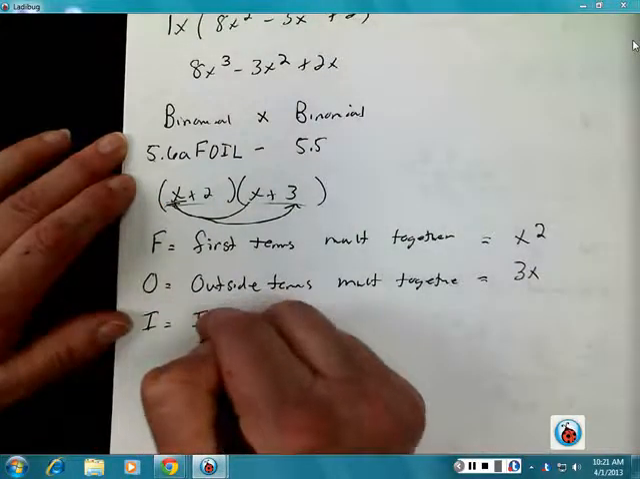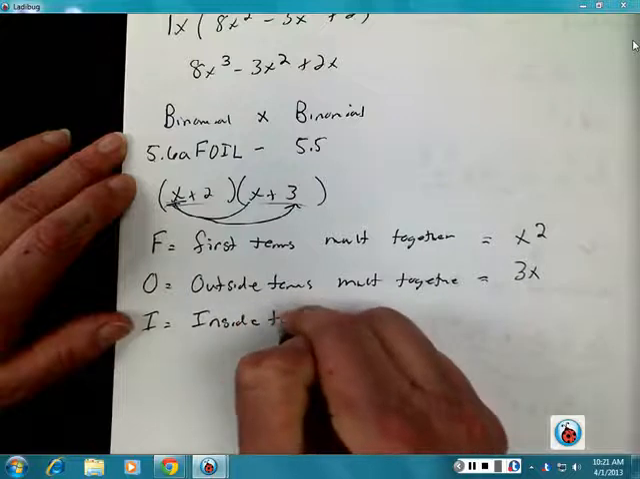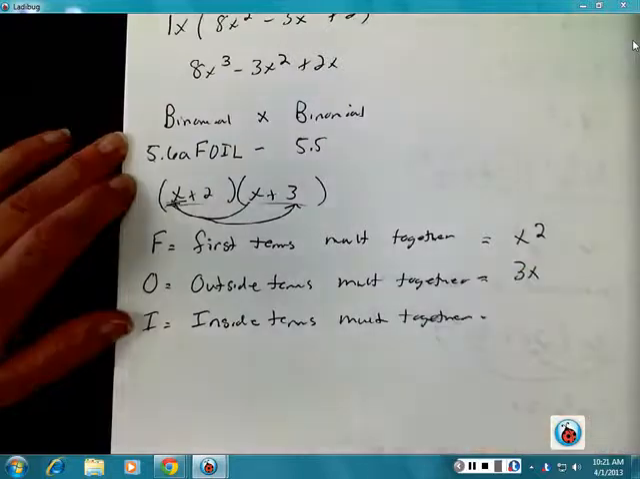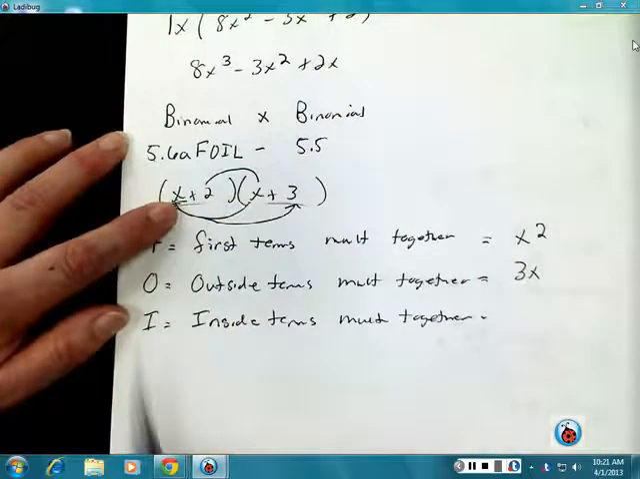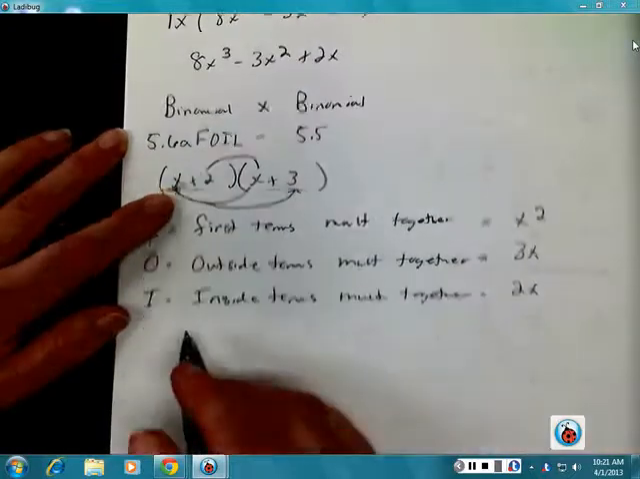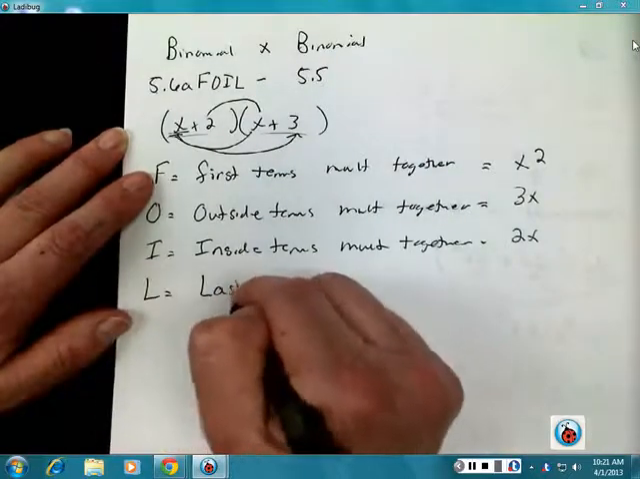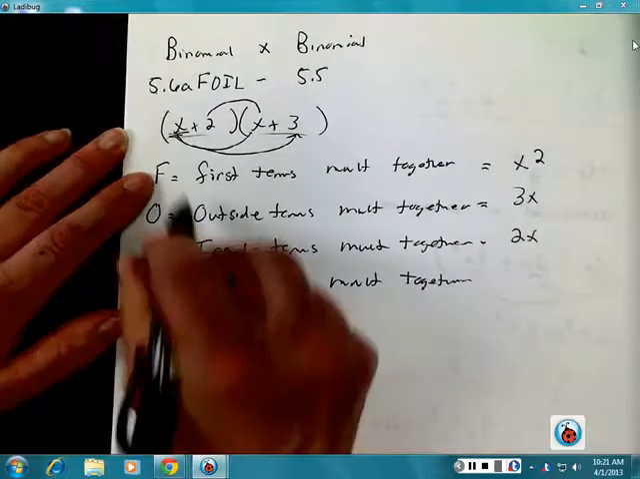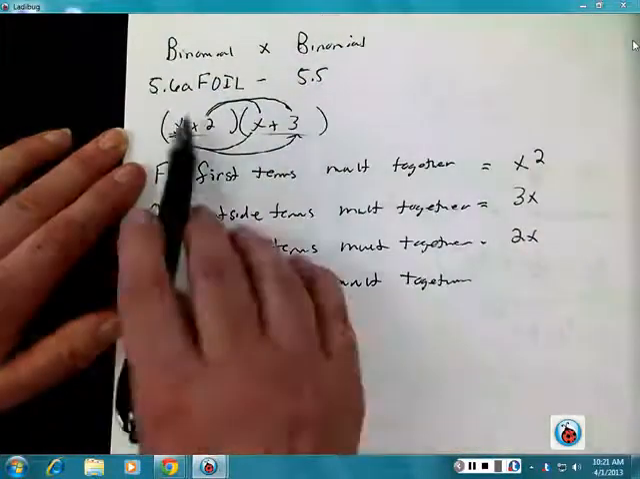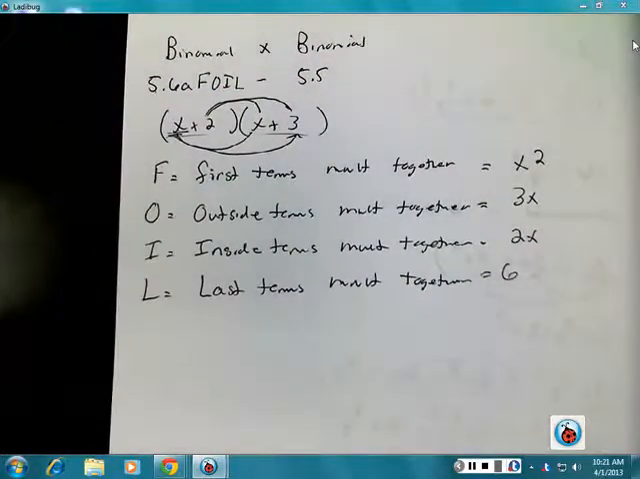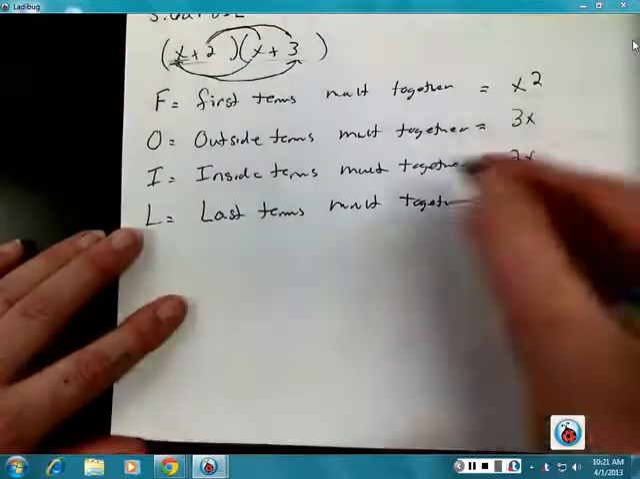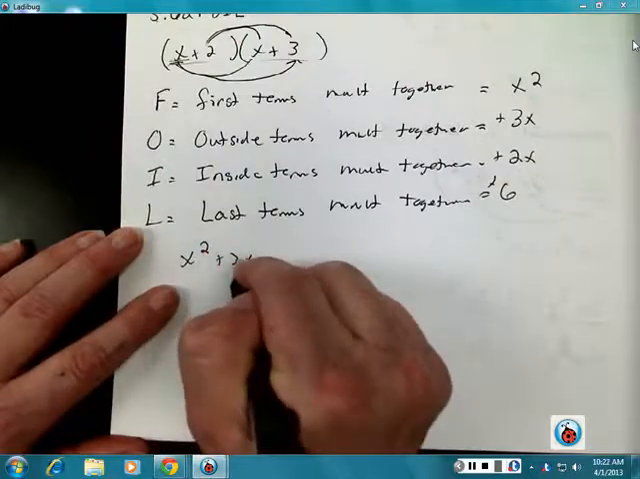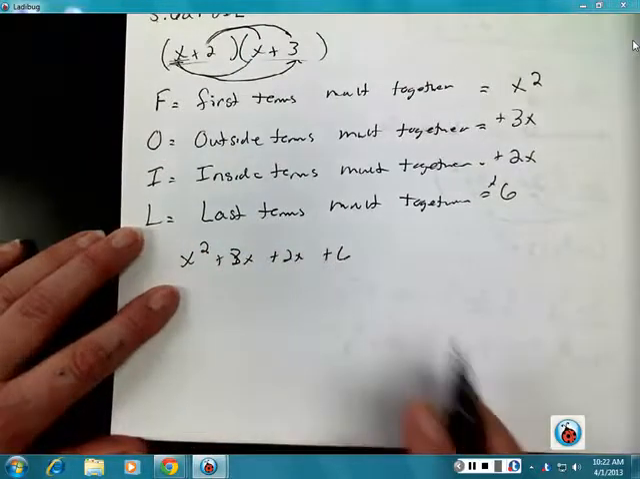I is the inside terms multiplied together. So now I'm going to multiply 2 times x. That's going to give me 2x. And finally, L is the last terms, which is going to be 6, because 2 times 3 is 6. Once I do all of that, keeping track of these were all pluses in here, I now have x squared plus 3x plus 2x plus 6.